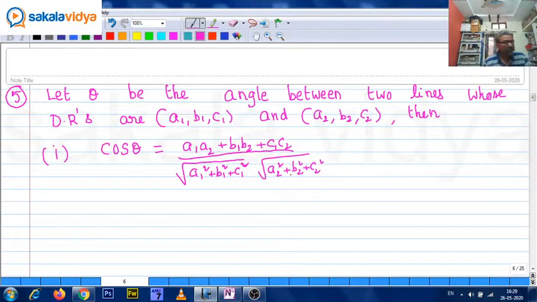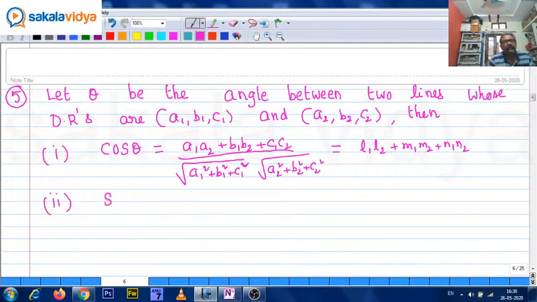For example, l1 m1 n1 and l2 m2 n2 are the direction cosines of the lines. Directly we can write cos theta is equal to like this: simply l1 l2 plus m1 m2 plus n1 n2. Understood now? Okay. Next, sin theta.